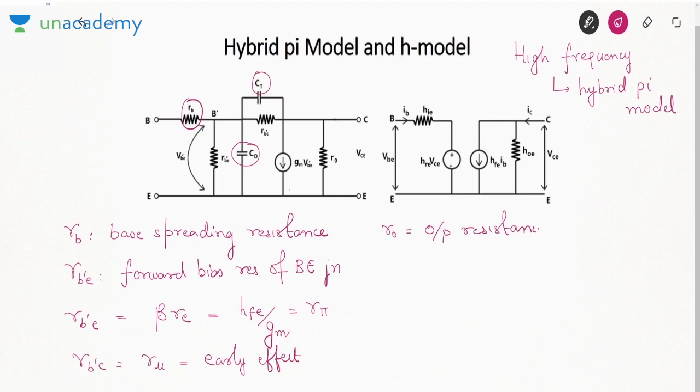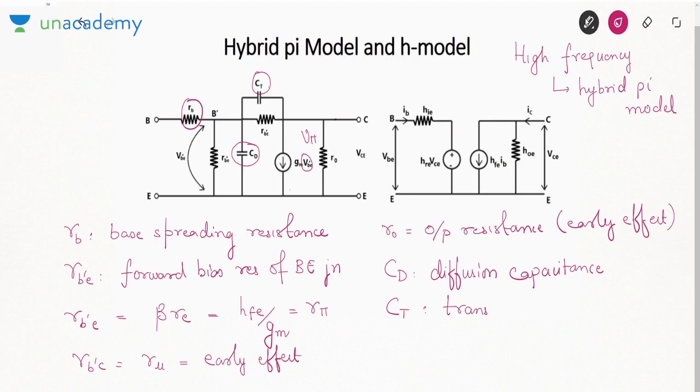It is also due to early effect. Other than this, VB'E was actually V pi. So this current source is nothing but gm V pi. So I have added two capacitances. CD is your diffusion capacitance. Since the base emitter junction is forward biased, we will consider diffusion capacitance for that junction. Collector base is reverse biased, so we will consider junction or transition capacitance for the collector base junction.